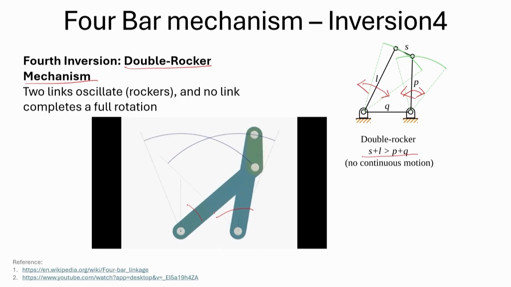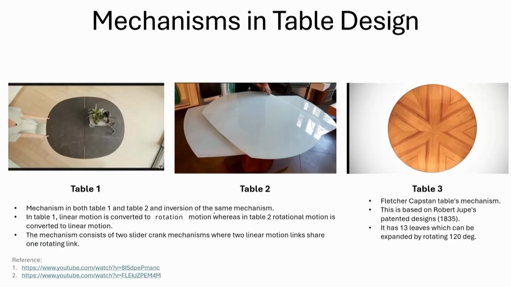Using these kinds of mechanisms, not just one but many of them together, you can create many interesting products. Tables are one such system where you would see the application of such mechanisms. Let us see such tables one by one. In table 1, you will see that the linear motion is converted to rotational motion. So, this is table 1.